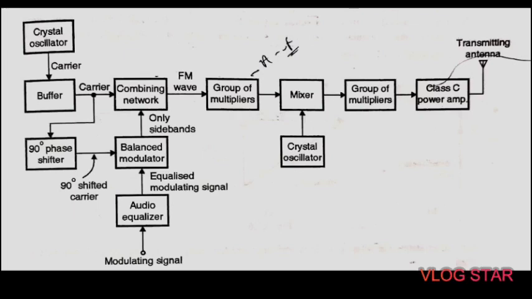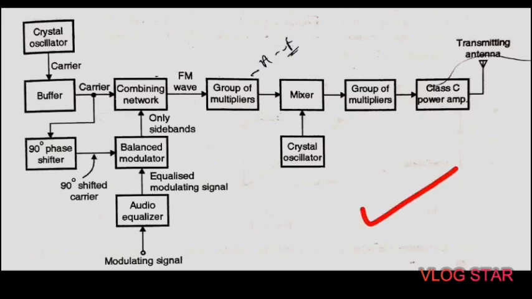So the alternative is the indirect method, which is also called the Armstrong method of FM generation. In this method, the FM is obtained through phase modulation and a crystal oscillator can be used. Hence the frequency stability is very high in the second method, that is the indirect method of FM generation. This method is widely used in practice, and we will first see the block diagram of the Armstrong method, which is shown in this figure.